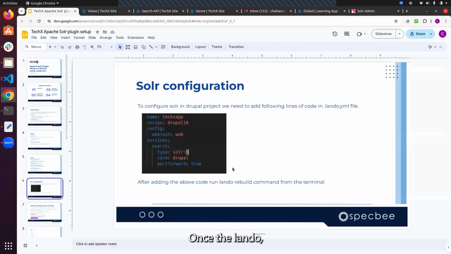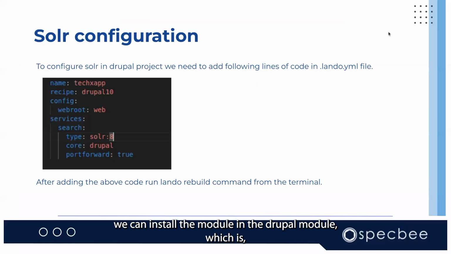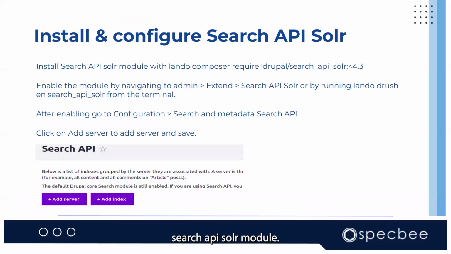Now we can configure our project. Once the service is added to Lando, we can install the Drupal module, which is the Search API Solr module. For that, we just need to run the composer command and enable the Search API Solr module. Once the module is enabled, we can configure it in order to add the server and the index. For that, we need to navigate to configuration, search and metadata, search API, and click on add server to add the server and save.